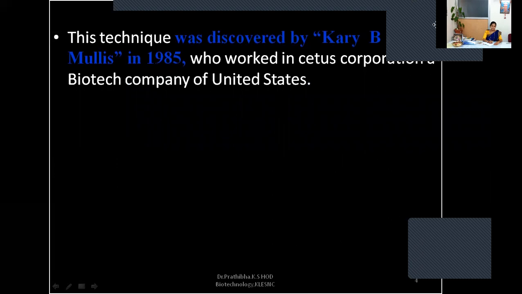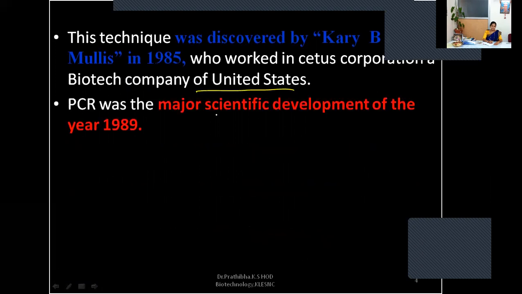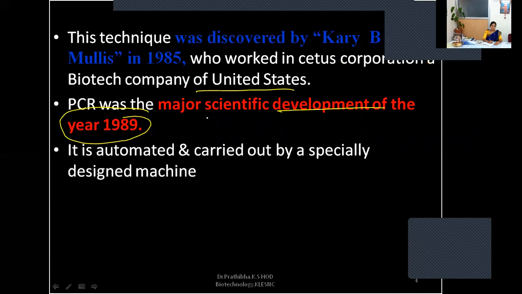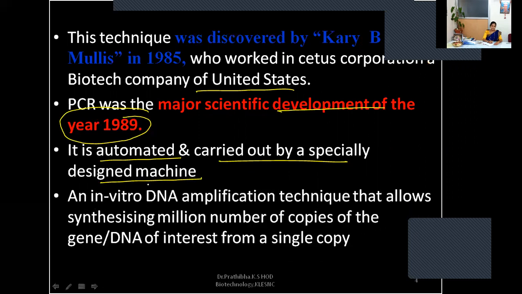Okay, this PCR technique was discovered by Kary B. Mullis in the year 1985, who worked in Cetus Corporation, a biotech company of the United States. PCR was the major scientific development of the year 1989. It is automated and carried out by a specially designed machine. That is nothing but PCR.